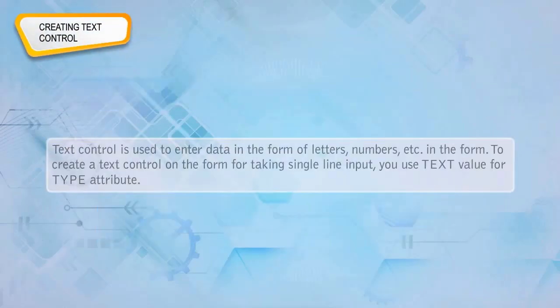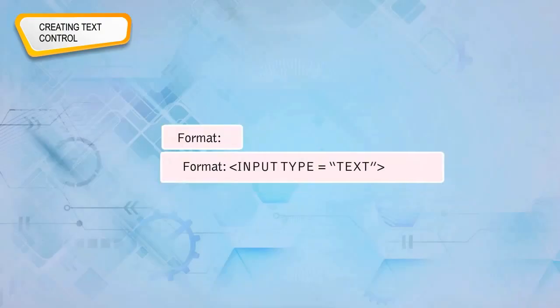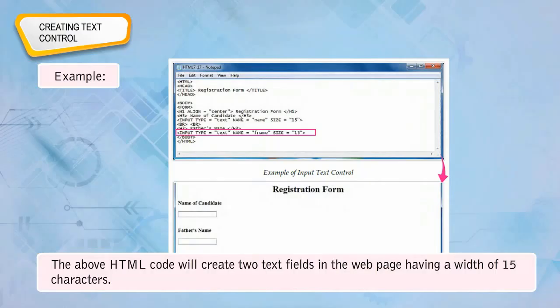Creating text control. Text control is used to enter data in the form of letters, numbers, etc. in the form. To create a text control on the form for taking single line input, you use text value for type attribute. Format: input type equals text. Example. The above HTML code will create 2 text fields in the web page having a width of 15 characters.